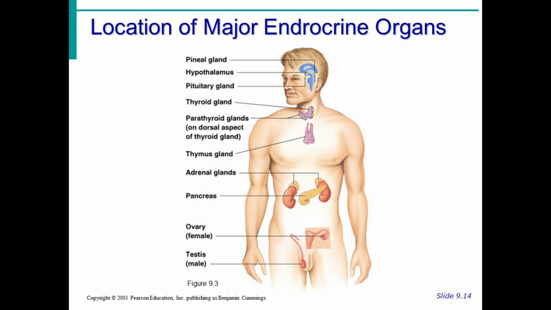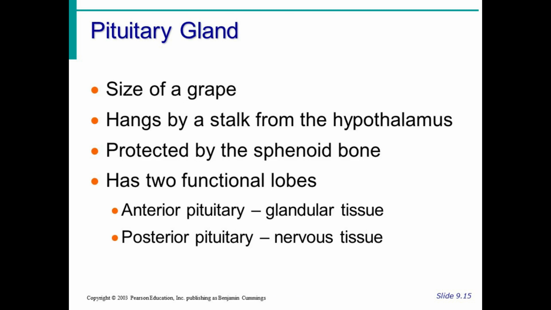We have the pancreas, which produces insulin, glucagon, and other hormones. We have the ovary that produces estrogen and progesterone, and the testes for males, which produce testosterone. Let's start with our pituitary gland.